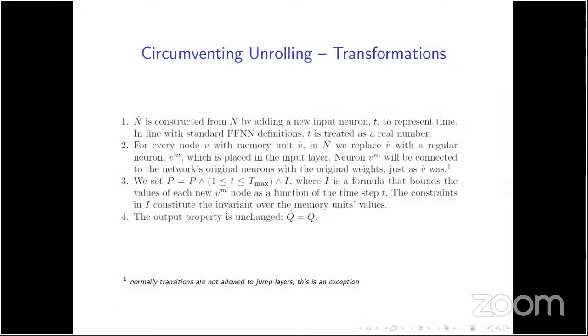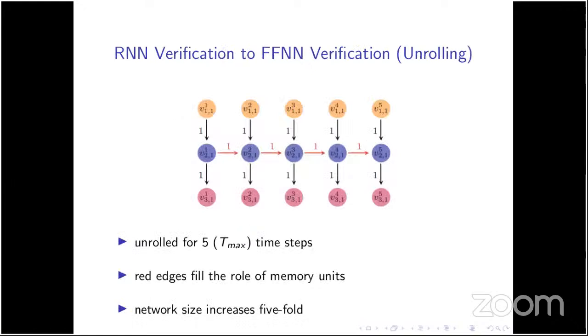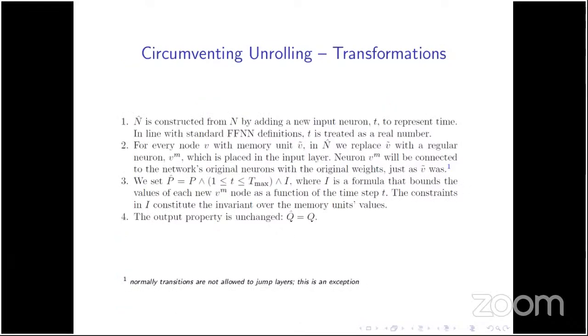Okay, so this is some text that I've copied from the paper. I'm sorry about it, but I just wanted to recap what we had seen that day. Of course, one way is to transform this RNN verification problem into a feed-forward neural network verification problem by unrolling. But that's certainly not very desirable. So here we talk about how to circumvent unrolling.